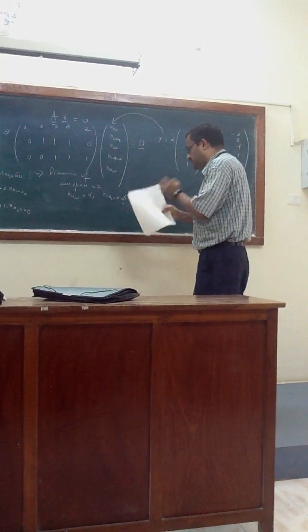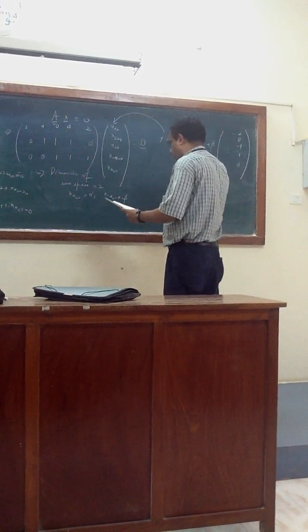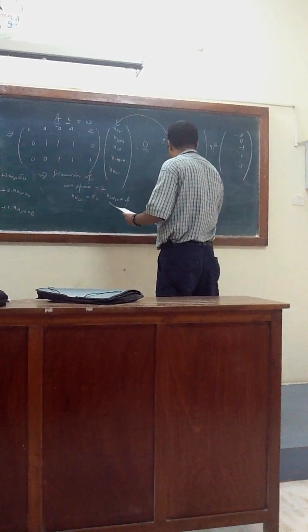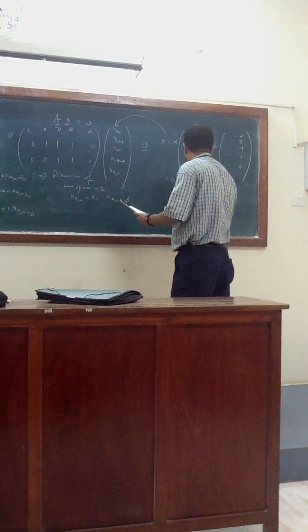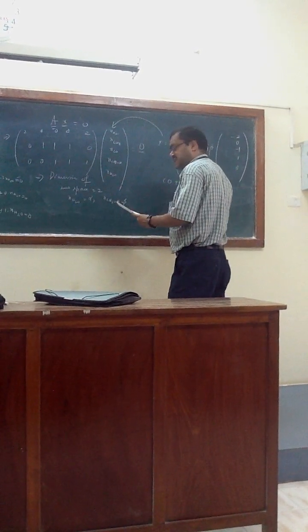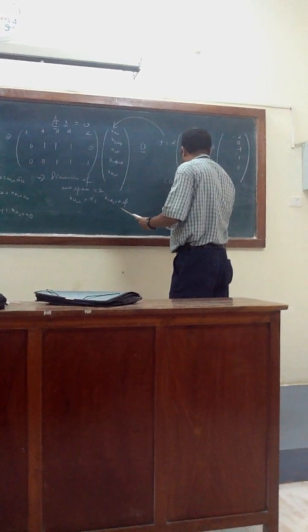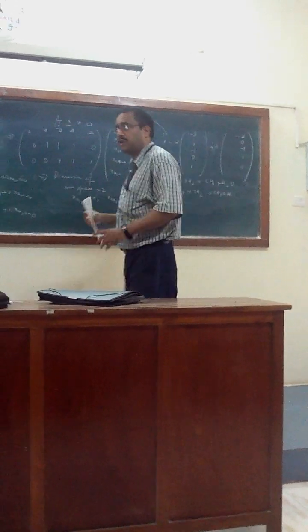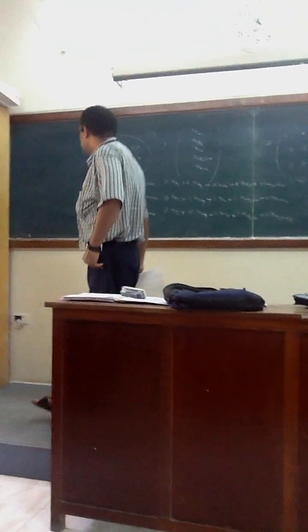Who will give me the reaction mechanism? First one is CO plus 3H2 equals CH4 plus H2O. Next is CO plus 2H2 equals CH3OH. Two independent chemical reactions.